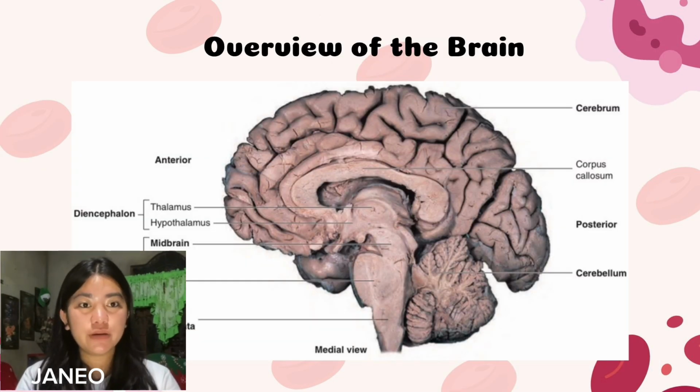Finally, let's briefly look at the brain, the most complex part of the CNS. We can divide it into four major parts: the brainstem, the cerebellum, the diencephalon, and the cerebrum.